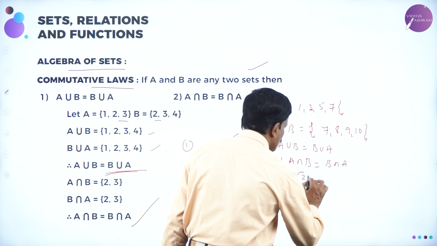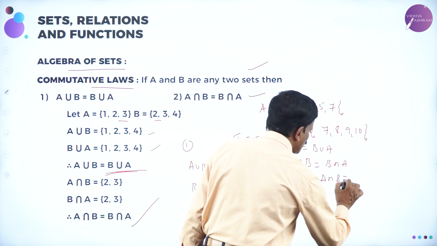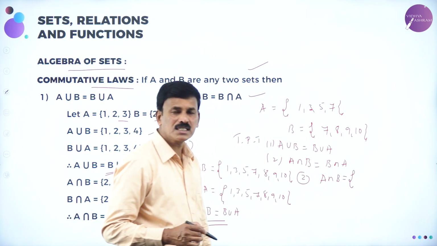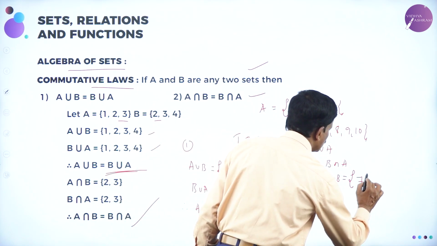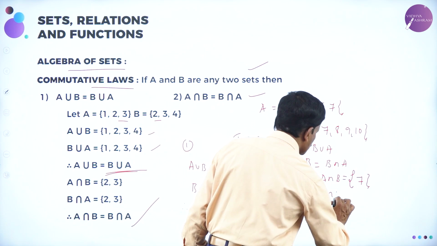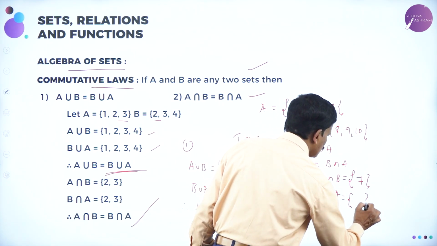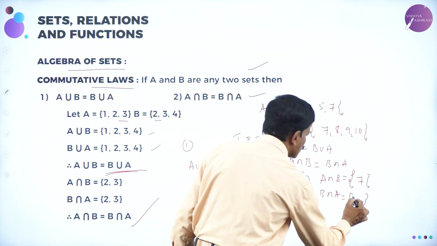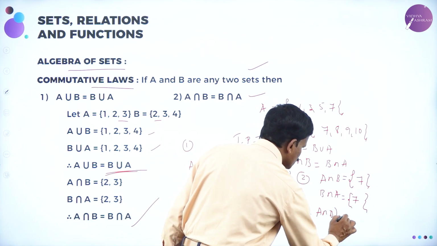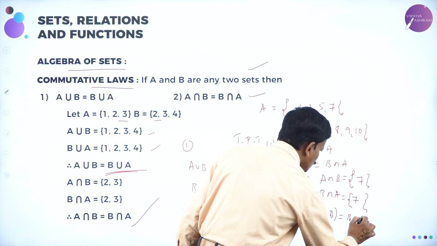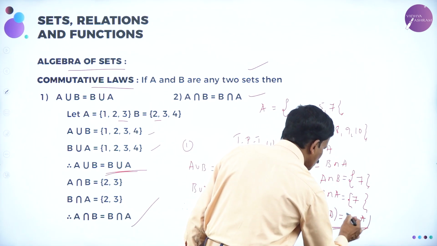Union. On the other hand, let us come to the intersection. A intersection B. What is the intersection of A and B? The common elements in A and B. What is the common element? Only 7 is a common element. Similarly, B intersection A. The common element in B and A is also 7. So what do you say from these two? Therefore, you can say A intersection B is also equal to B intersection A. That is, they commute with each other.